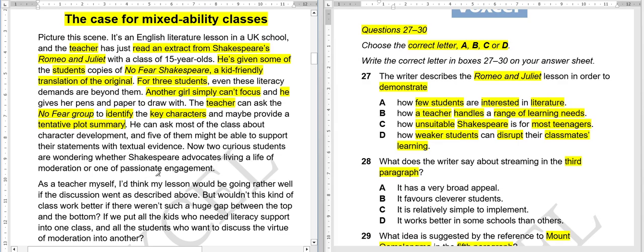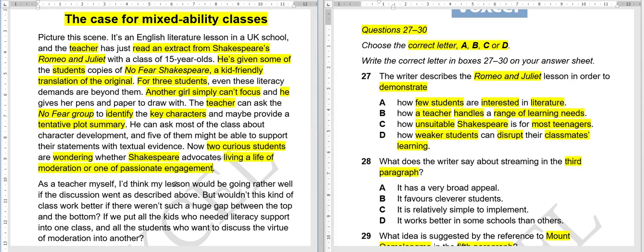Now two curious students are wondering whether Shakespeare advocates living a life of moderation or one of passionate engagement. So what the teacher is trying to evoke is arguments and discussion among the class. He is asking the class to tell about the story, the summary or the key characters. And two of those students in the class are now wondering whether Shakespeare is advocating living a life of moderation or one of passionate engagement.